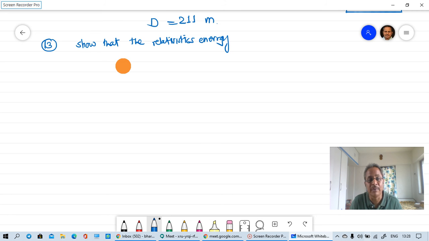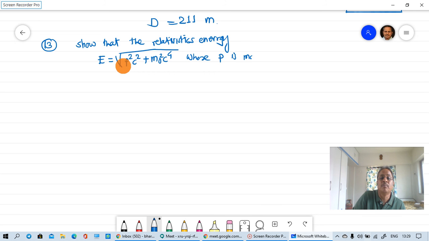I'm sure you are finding my handwriting is now becoming not good, but I have practiced writing all these things a lot of times. That's when I'm able to write this in a good way. So this E is to be obtained to be the root of p square c square plus m0 square c raised to 4, where the small p is the momentum of the body.